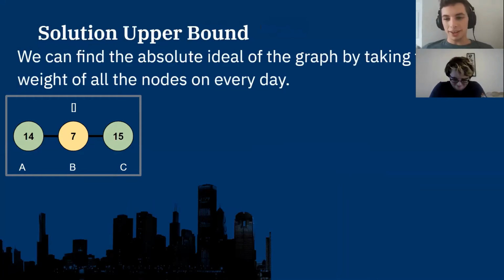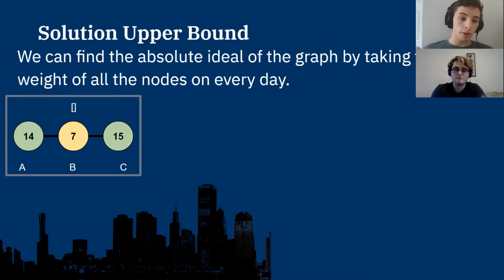To begin to find an algorithm to solve this problem, we want to come up with some kind of upper bound, right? Some kind of ideal solution, to get an idea of how good that solution is going to be. The absolute ideal solution for this problem is, at any point in time, taking the maximum weight in the entire graph and then decrementing that weight as we normally would, right?